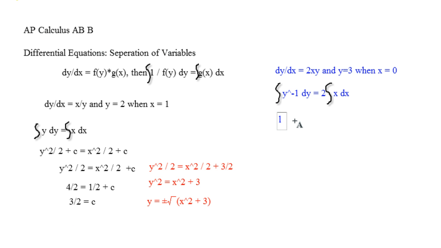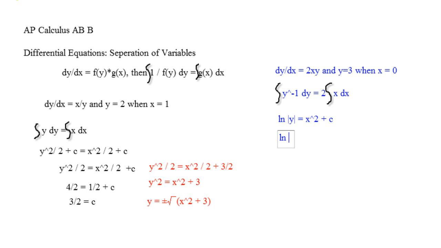So this is going to be the natural log of the absolute value of y, and it's going to be equal to, well, it's just going to be x squared plus c, because the 2 and the 2 that come up when I integrate are going to cancel out. Now what I'm going to do first is find c, so I'm going to plug in my stuff.